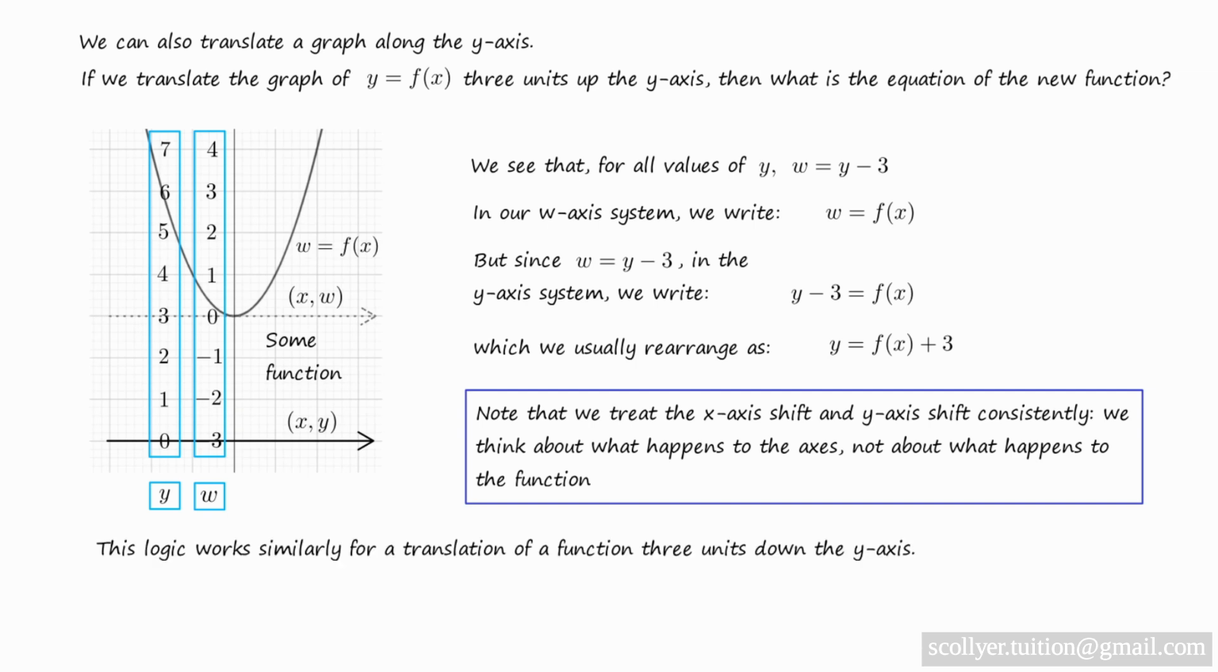And of course, we can apply the same reasoning to a translation of a function 3 units down the y-axis. In this case, we find that w equals y plus 3, so that since w equals f of x, then y plus 3 equals f of x, which we rearrange as y equals f of x minus 3.